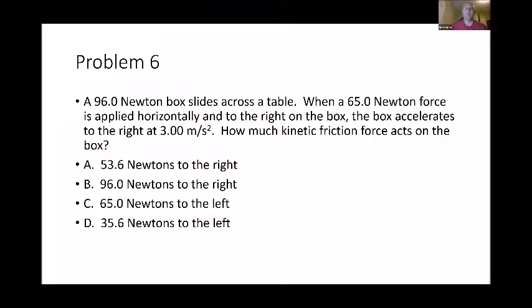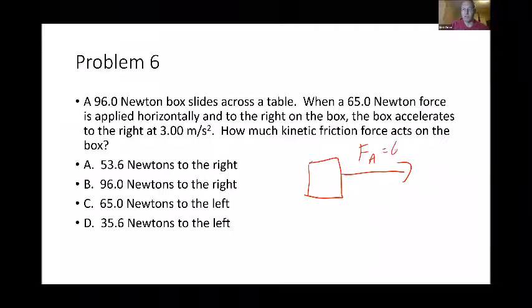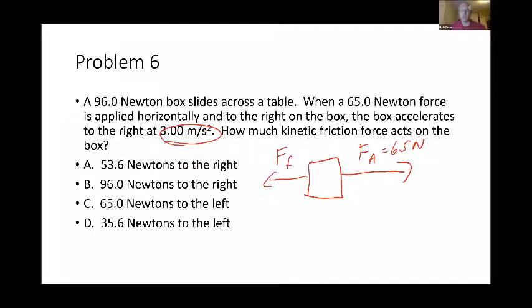So here's the trick. So here's our box. We know there's an applied force of 65 newtons going one way. There's friction acting the other way. But this thing's accelerating, and that tells you there's a net force. So in this case, the net force is going to be equal to the applied force going to the right minus the frictional force going to the left.